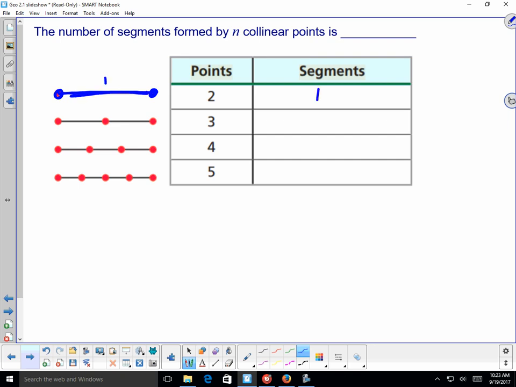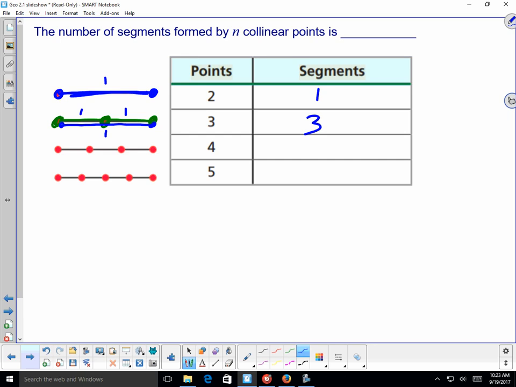All right, what if we take a look at this next example? Here we have 3 points drawn that are collinear. So how many segments? Well, you might say, here's one segment and one segment, that's 2 segments, but don't forget we still have this whole segment, so that's another segment. So really we have a total of 3 segments in that picture.